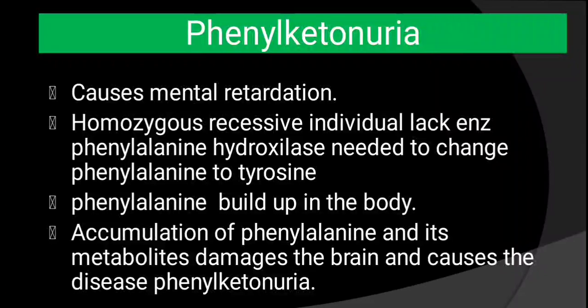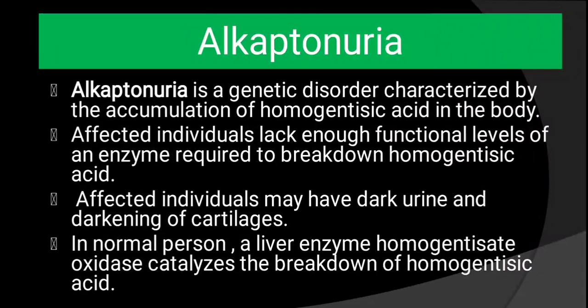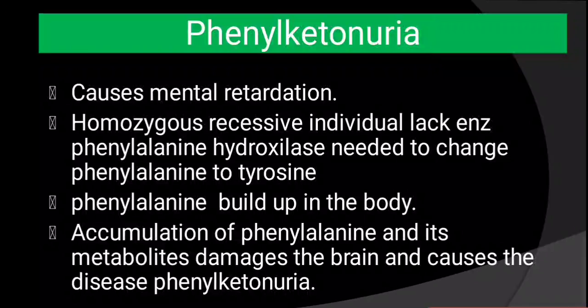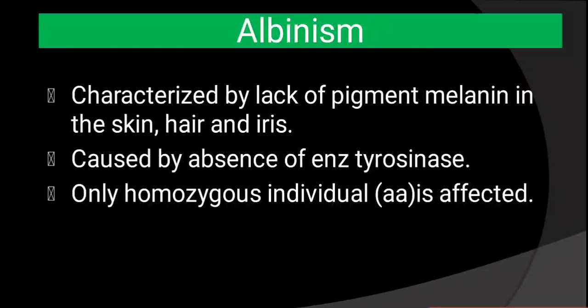Remember the name phenylalanine. Accumulation of phenylalanine in the body causes the disease PKU. Okay. Now the next disease is about pigment, that is melanin. The disease is albinism.